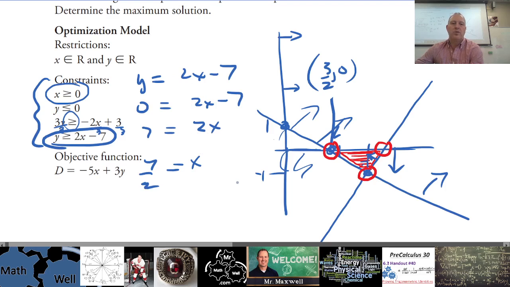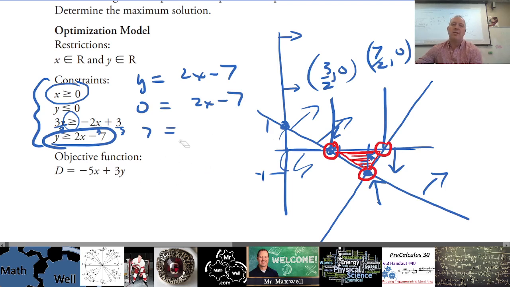Come on, computer, over 2. So this point right here is 7 over 2, 0. Finally, you have to find this point right here. And again, if you draw this with a ruler on graph paper, you might be able to get this one fairly easily, I'm not sure.